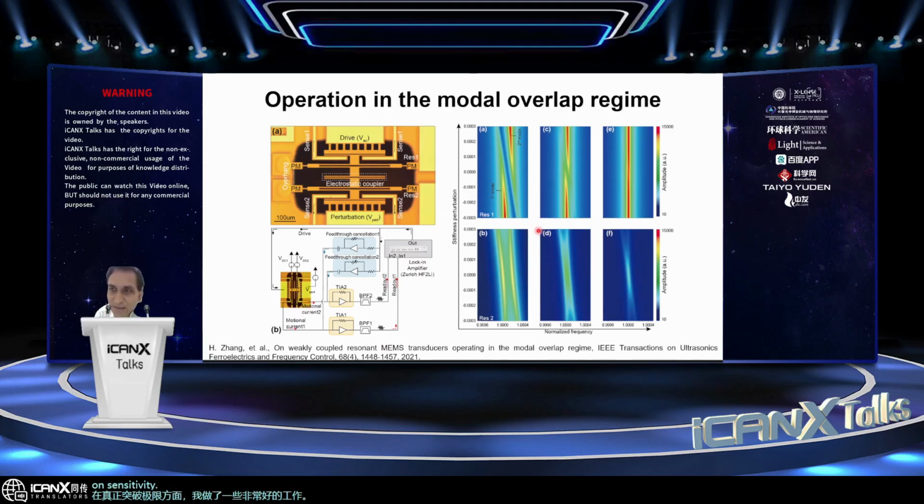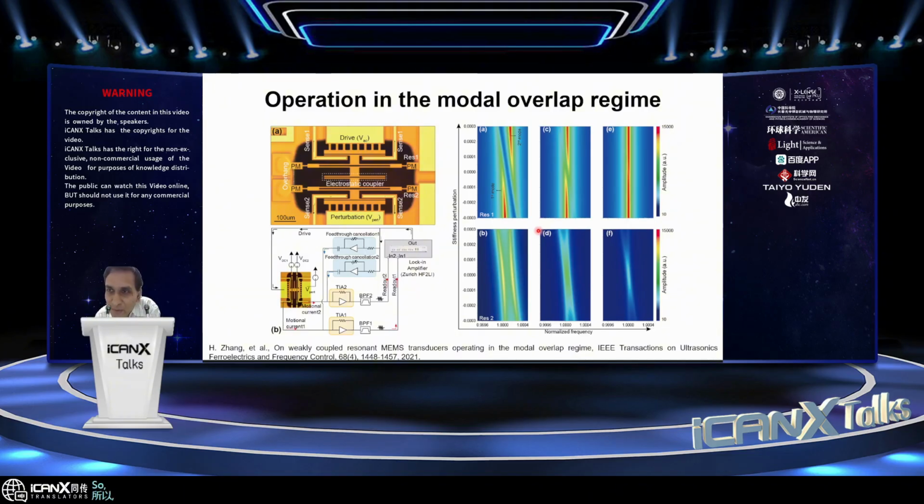So as we looked at earlier, as you decrease the coupling between the resonators, you get an enhancement in the sensitivity arising from this approach. How far can you push it? If you push it too far, then of course with swept frequency measurements, you can't delineate the responses because you have modal overlap.